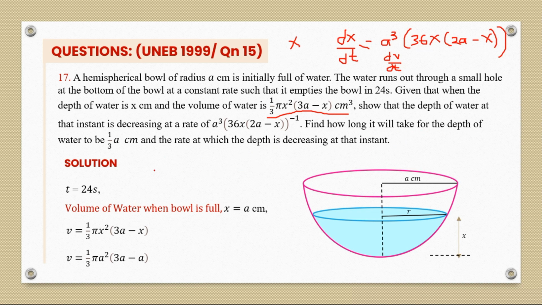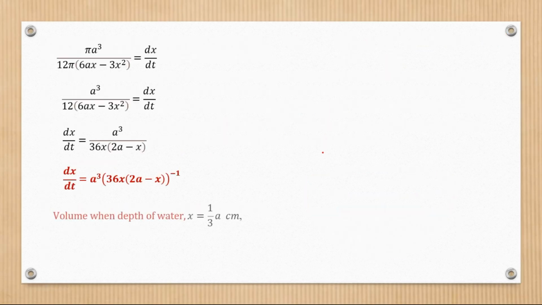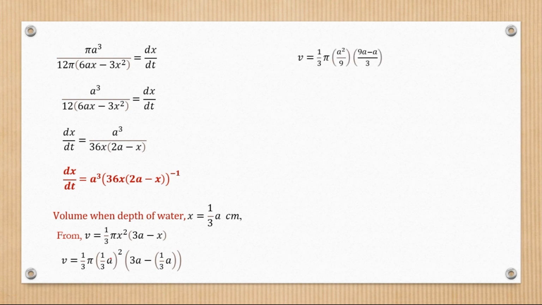So now we've been told the value of the depth that they want, the value of x should be equal to a third a centimeters. So that means we're going to first find that volume by plugging it into the general formula. So where there is x, we're going to plug in that height of water level. When I square this, I'll have a squared over 9, and then here I'll have it that way.